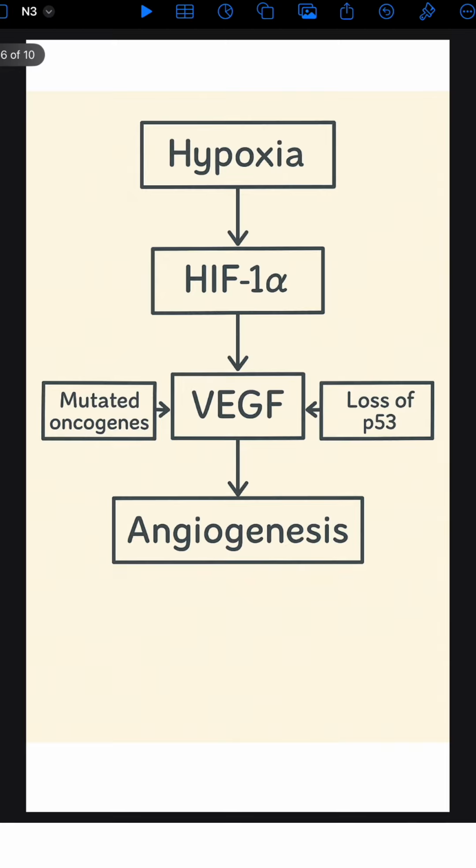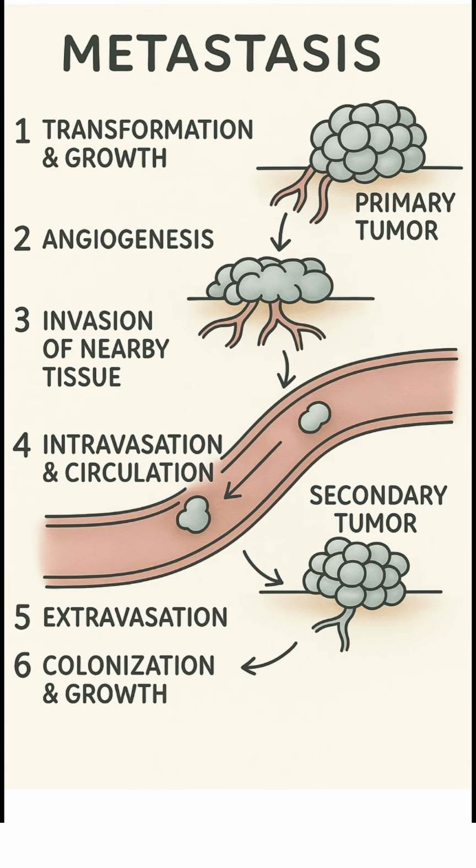P53 also inactivates vascular endothelial growth factor, so the loss of P53 also contributes to activation of vascular endothelial growth factor, which in turn promotes angiogenesis. As discussed earlier, when the primary malignant tumor is formed, the angiogenesis helps provide nutrition to it, and then the tumor invades the local tissue.